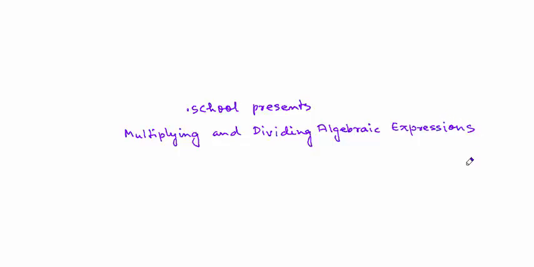Dot script presents multiplying and dividing algebraic expressions. The rules of multiplication and division are simple. If a term or an expression is of the form a times b times c times, and you can go on and on, where a, b, c and so on can be constants or variables or combination of constants and variables, you would multiply the constants together.